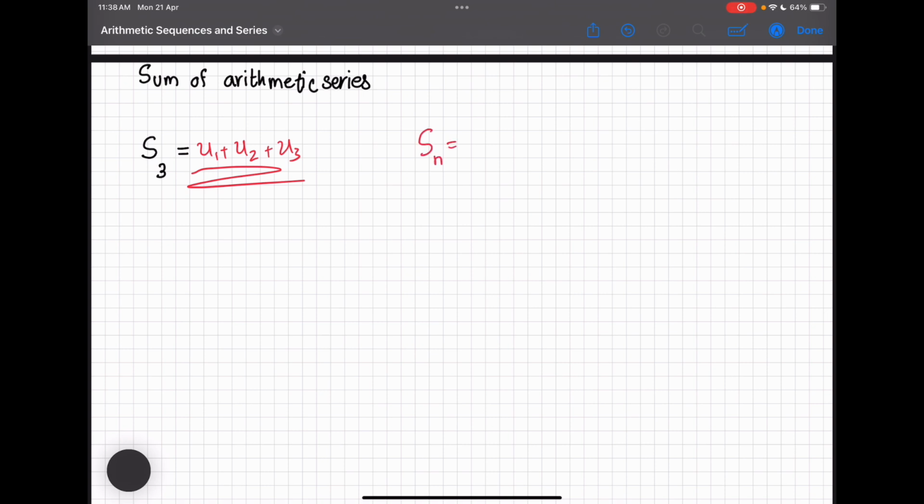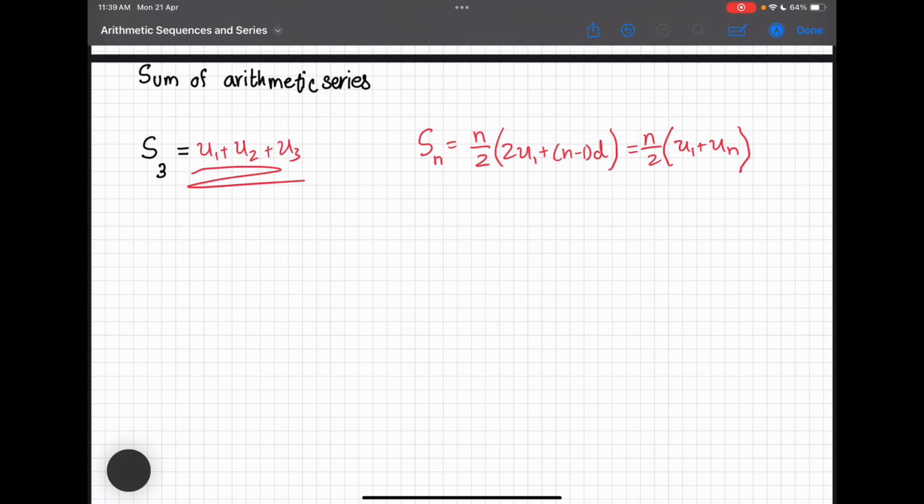Sn is equal to n by 2 times (2u1 plus (n minus 1) d), which is also equal to n by 2 times (u1 plus un). So these two formulas can actually just be used in all contexts. They both give you the same result. You can actually derive both of them from each other.